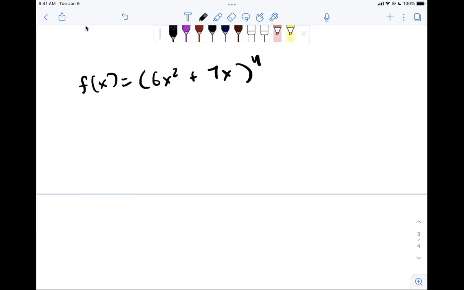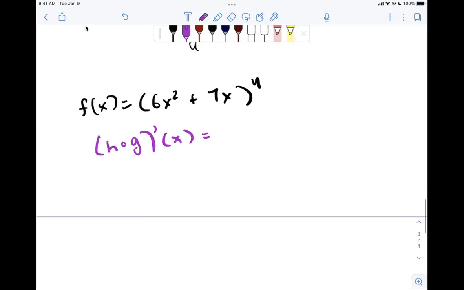All right, so let's talk about this. So the first way we can do it is using this composition law. So let's find our, actually, let's not use f over here because f is the name of our original function. So let's use h. So what does it make sense for our functions to be? So our inner function is 6x squared plus 7x. So I'm going to make that g. And then h is going to take it to the 4th power. So h of x equals x to the 4th.